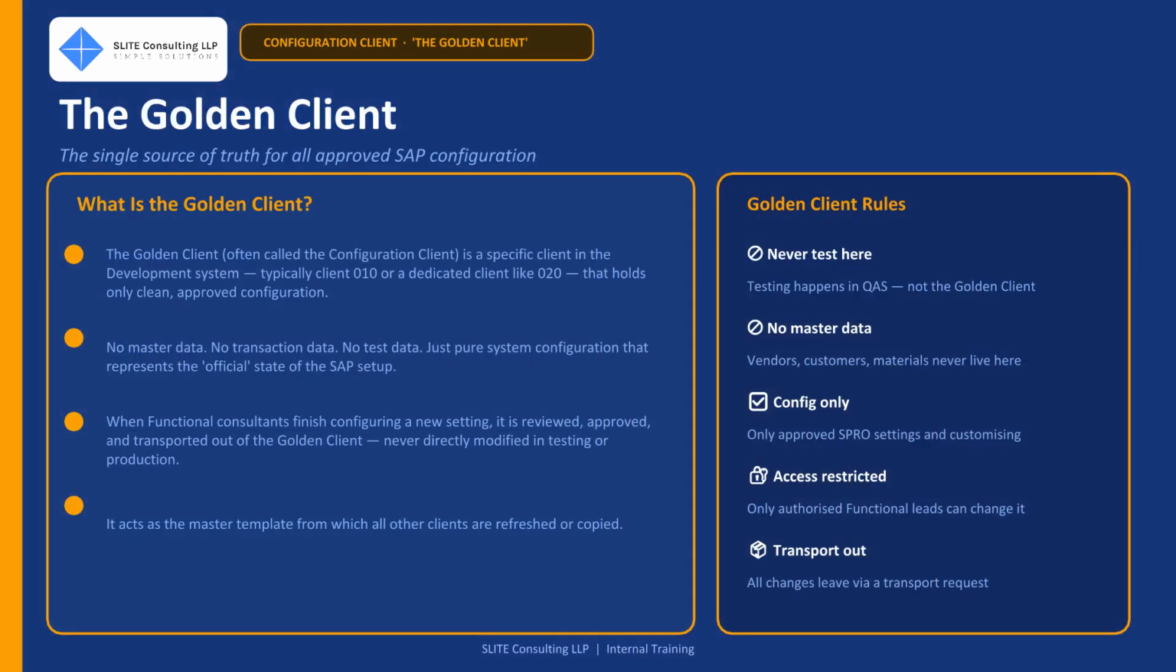The golden client, sometimes called the configuration client, is one of the most important concepts in SAP project management and one of the least understood by junior consultants. The golden client is a specific client in the development system that holds only clean, approved configuration. No master data, no test data, no transaction documents. Only the pure configuration that represents the official signed-off state of the SAP system setup. It acts as the master template.